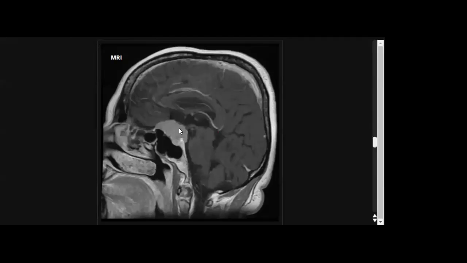Yes, this lesion is predominantly suprasellar. Suprasellar enhancing lesion. What is the differential diagnosis? It could be meningioma. Yes. It could be germinoma. Excellent. Mets could come in the differential. Yes, excellent. And of course, suprasellar extension of macroadenoma.